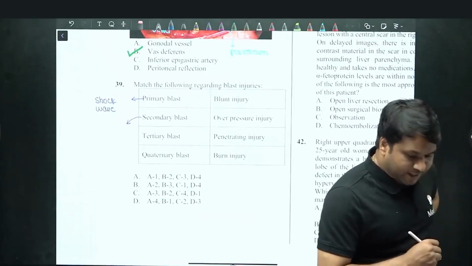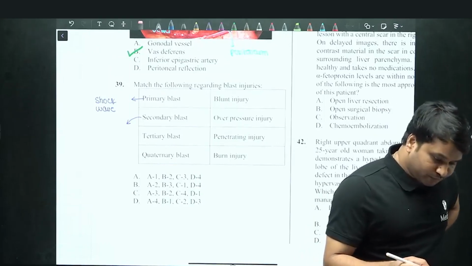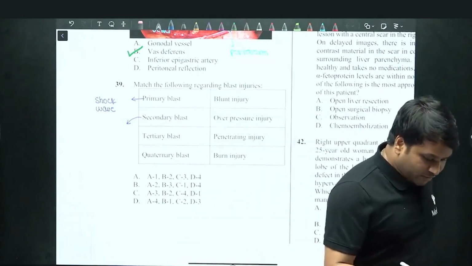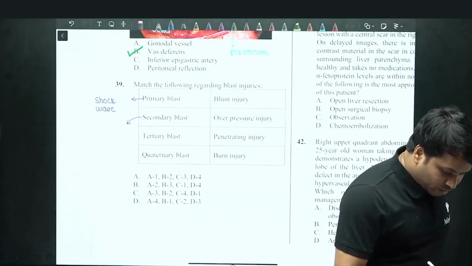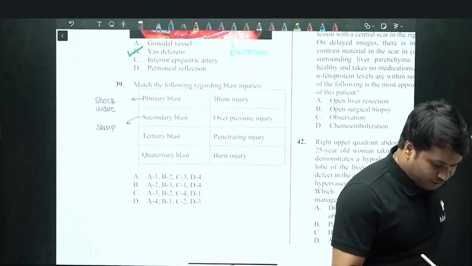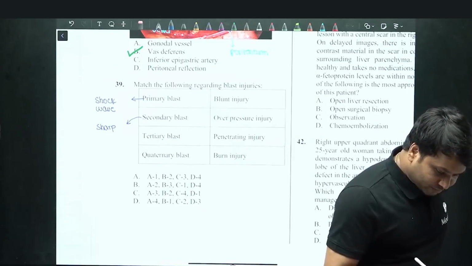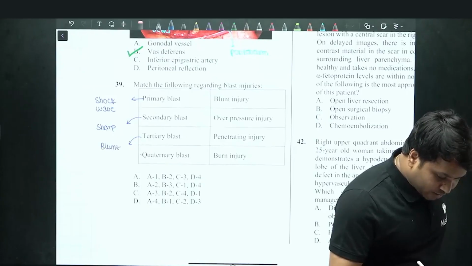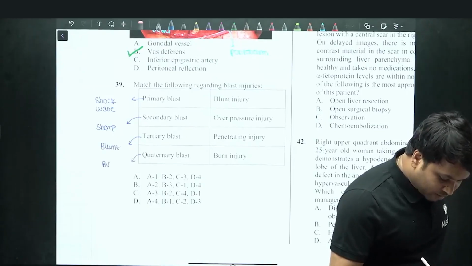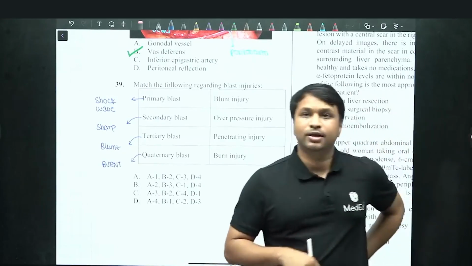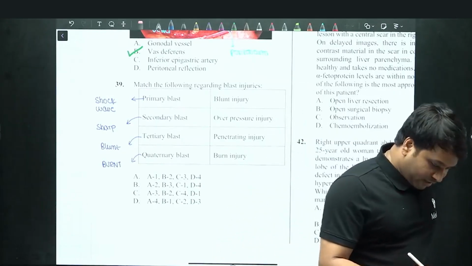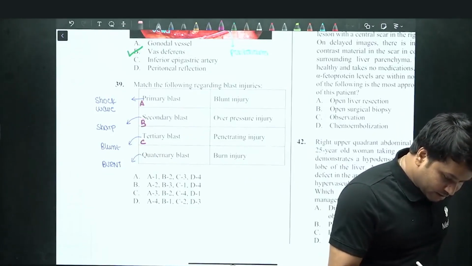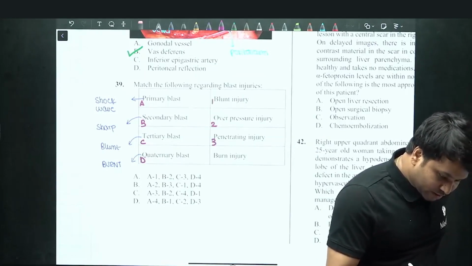Secondary blast, or the secondary injury that occurs, is because of the components, let's say a bomb blast and there are a lot of shrapnels coming out. So whatever is the outcome of that blast, it is because of injury due to sharp projections. Tertiary blast is going to be because of blunt force, and the quaternary is because of the burn that is going to be created. So for primary blast, if I have to number them, let's say this is A, this is B, this is C, this is D, this is 1, this is 2, this is 3, this is 4.